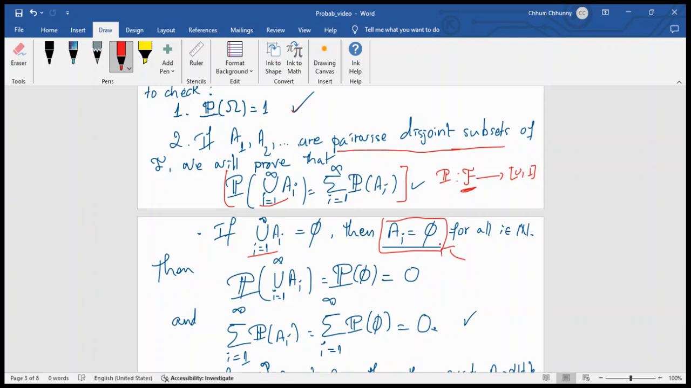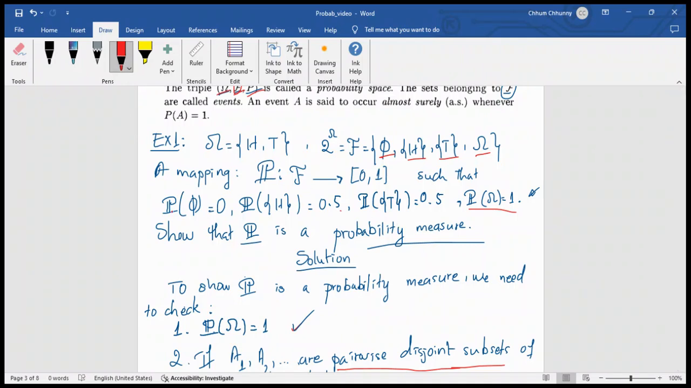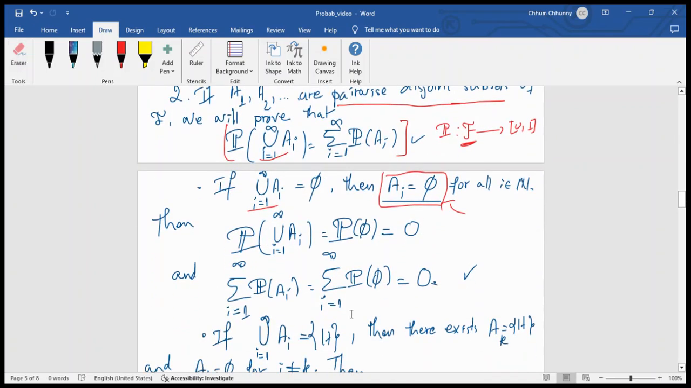We cannot derive this, we cannot get it. So in this case, P of the union of AI is equal to P of the empty set, because the union is equal to the empty set. And from the above assignment, from our example, we said P of the empty set equals 0. So if P of the empty set equals 0, it means that the left hand side of this equality equals 0.